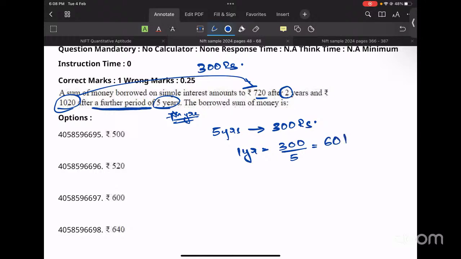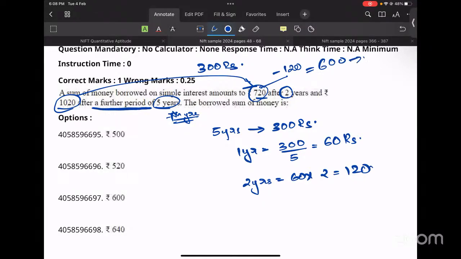So 60 rupees is the interest for 1 year. So for 2 years, 60 into 2, 120. So from the 720, subtract this 120. You will be getting the principal, 600 rupees. This is the principal. Now the things are clear. So the borrowed sum of money is rupees 600.